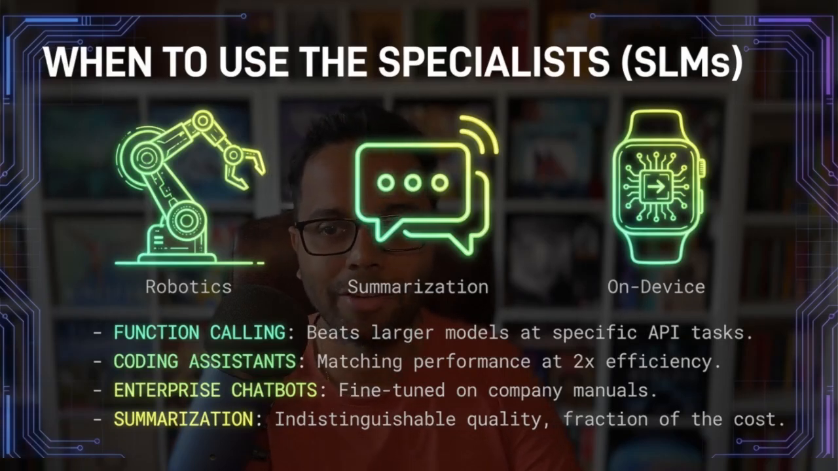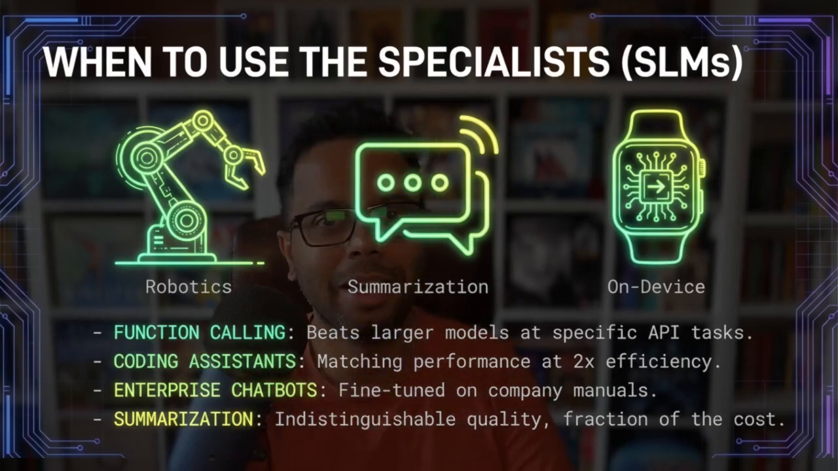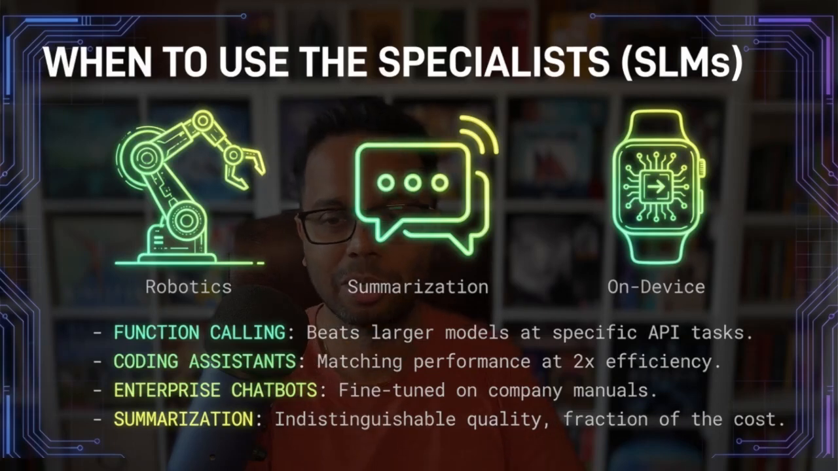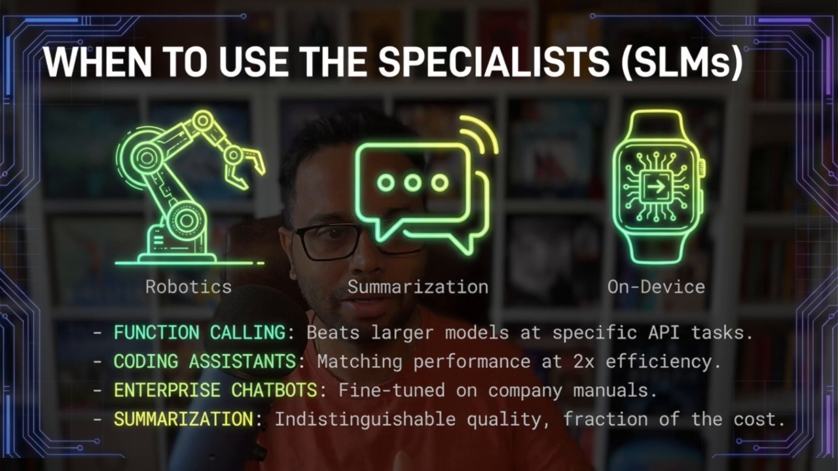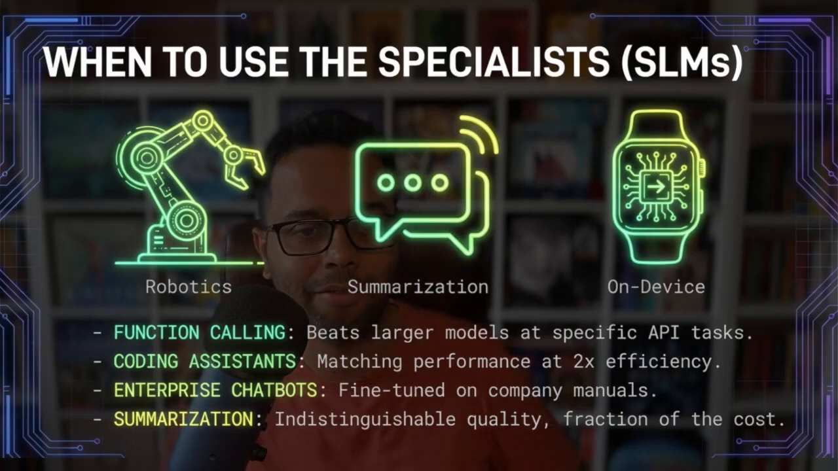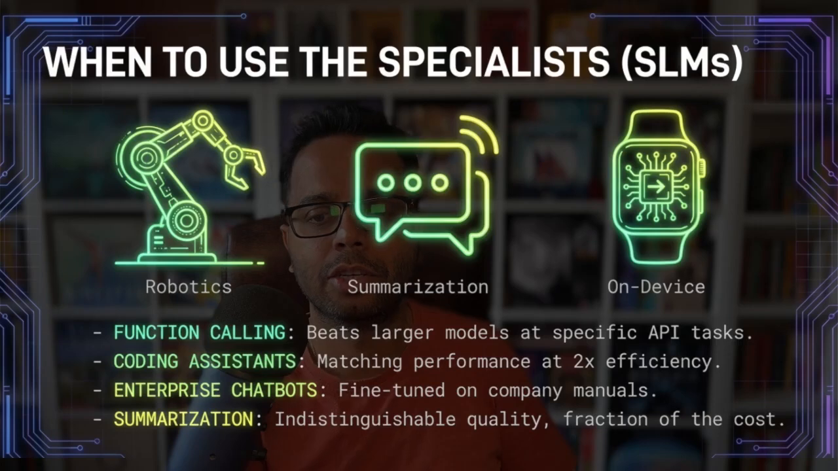When you want to have on-device, right? Let's say an Apple Watch, you want to have a small language model embedded into your smartwatch, and you want to use that language model to get better insights from your workouts or something like that. So function calling, where it beats larger models on specific API tasks, because when you have a set of functions, you don't need high reasoning models to understand which function to call. It was proven that they have done better. Coding assistance, I think matching performance at 2x efficiency.